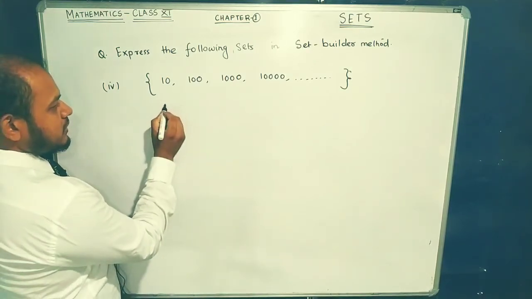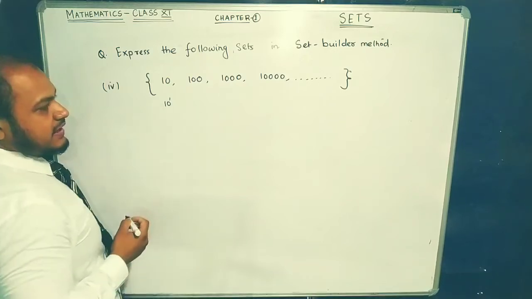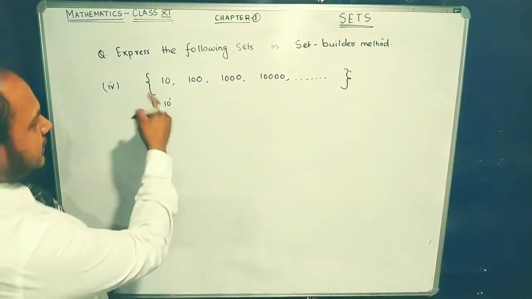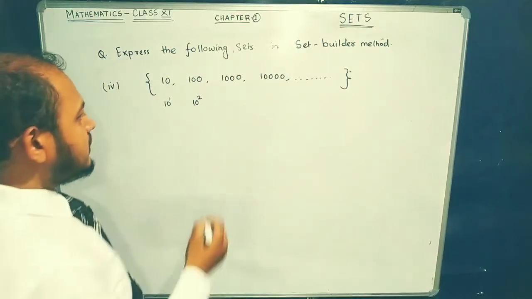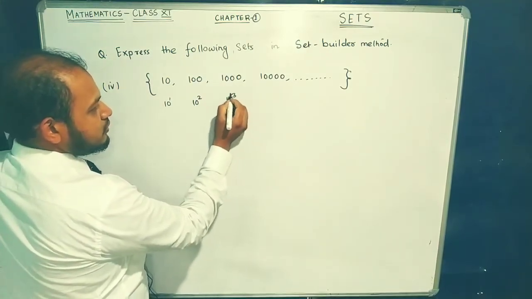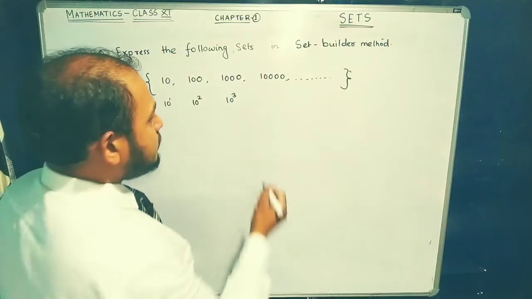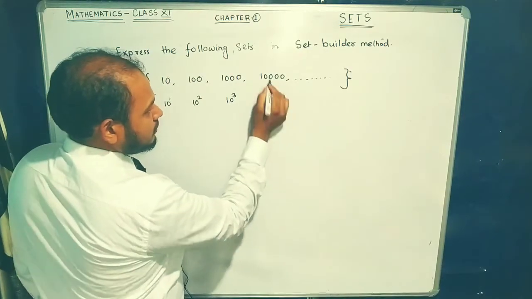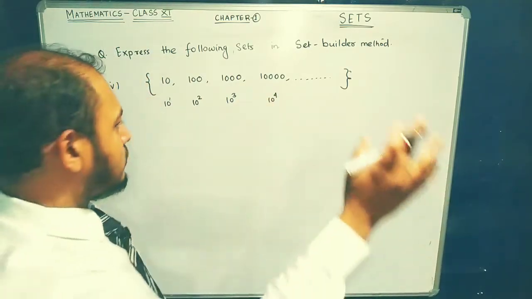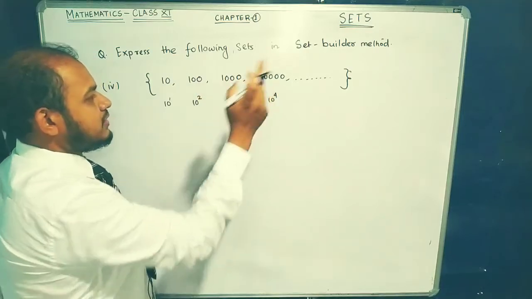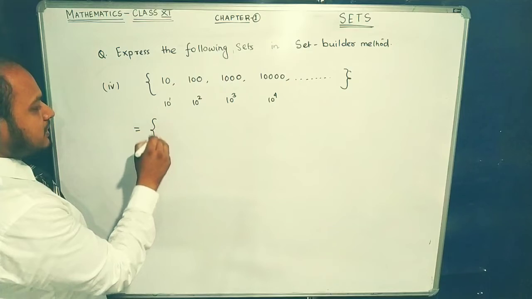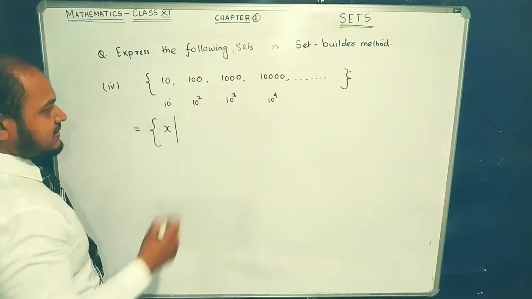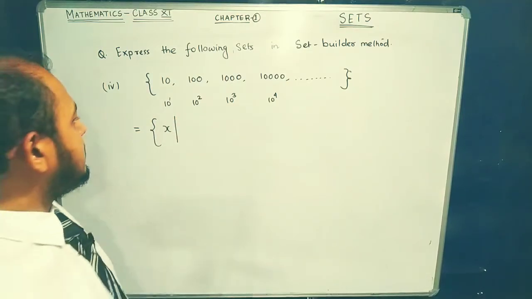Yes, the first property is that 10 to the power 1 is 10. 10 to the power 2 is 100. 10 to the power 3, 1000. 10 to the power 4, 10,000, and so on. So these are nothing but powers of 10. So can I write it in this fashion? It is a collection of x's.